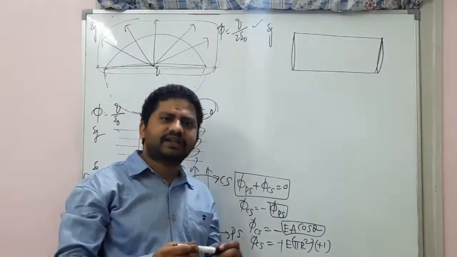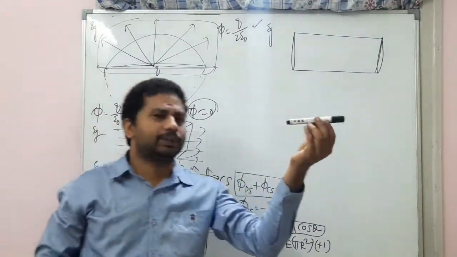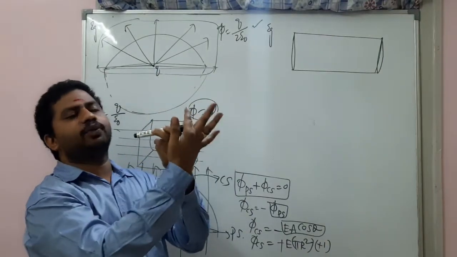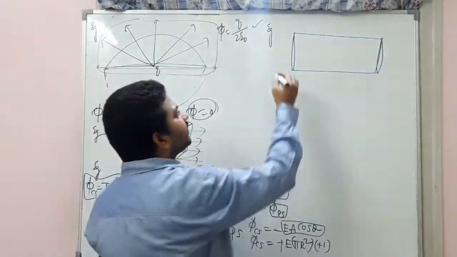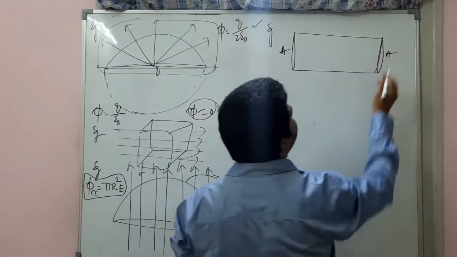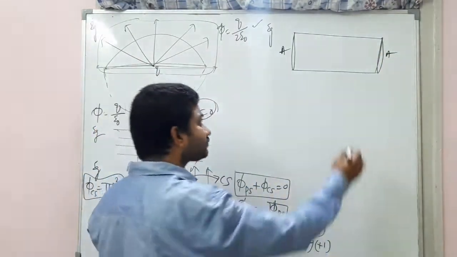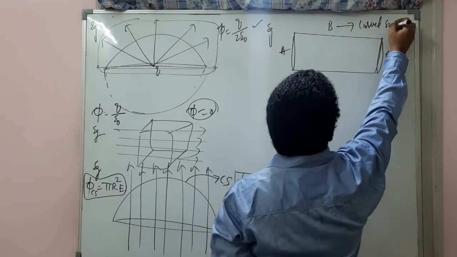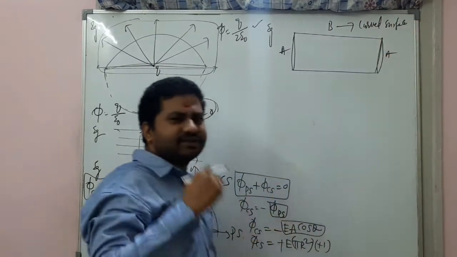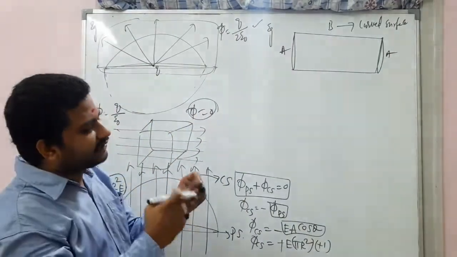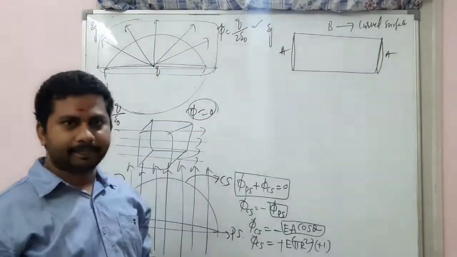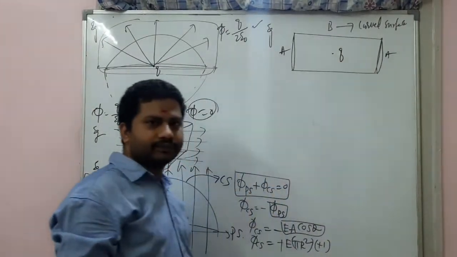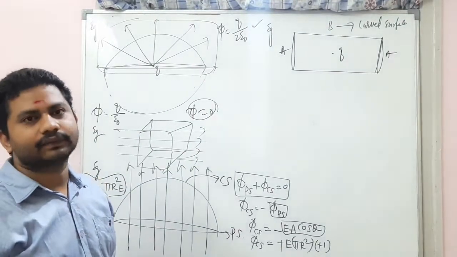Imagine this is the cylindrical object. There is a curved surface here and plane surfaces at both the ends. This is the plane surface A and this is also the plane surface A. The complete curved surface, I am just naming it as B. And the plane surfaces, I am naming it as A. Alright. So there is a charge Q placed here.